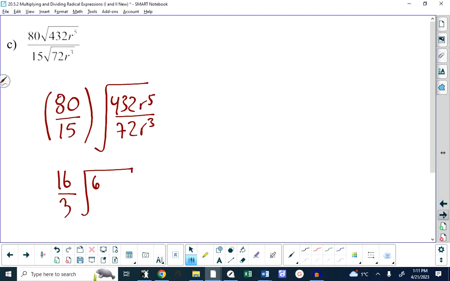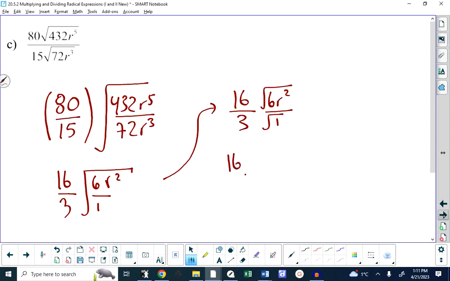And again, look where I wrote them. It's not that big of a deal, but this is really just over 1. So we kind of unwind things now. We have 16 over 3, and it's the square root of 6r squared over the square root of 1. I really don't believe you need to write this, but that's what it is. And the square root of 1 is 1. So on the bottom of this, we have 1 times 3, which is still 3. This is where we are at.